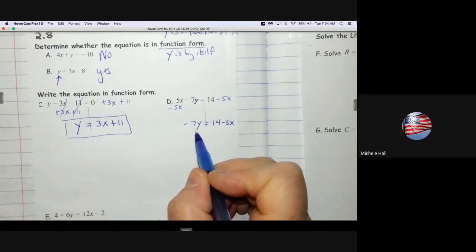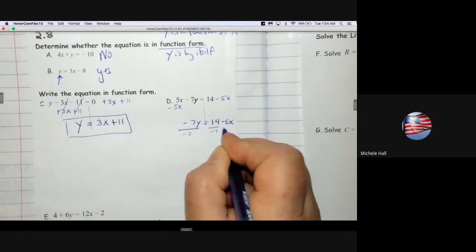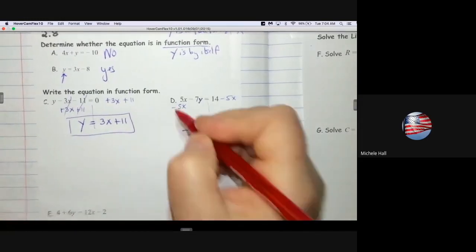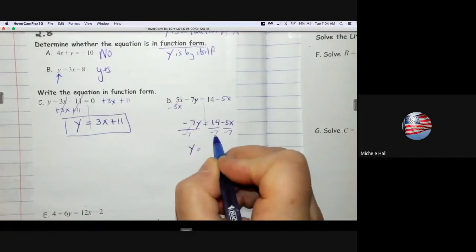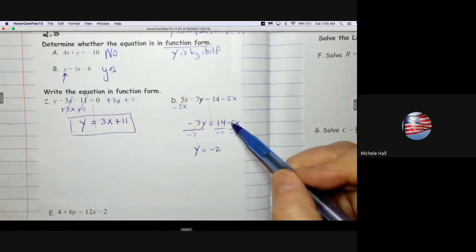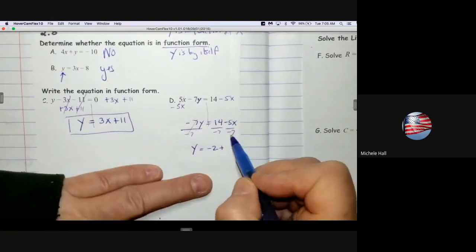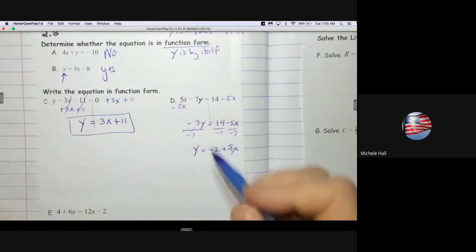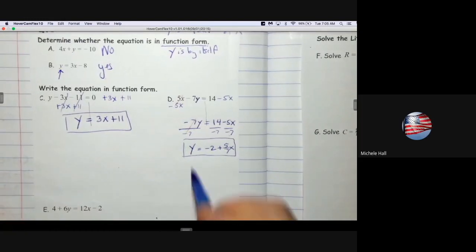There's one more thing to do to get y by itself. I need to undo the multiplication with division. Divide by negative 7, divide everything by negative 7. We get these to cancel. We get y equals 14 divided by negative 7 would be negative 2. Negative divided by a negative is positive, and then that's just 5/7 x. The y is by itself. It is in function form.